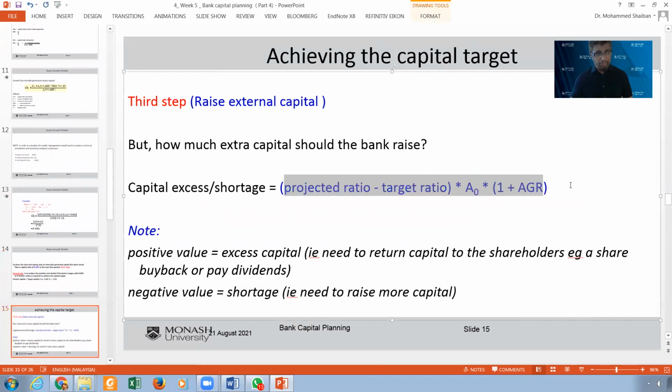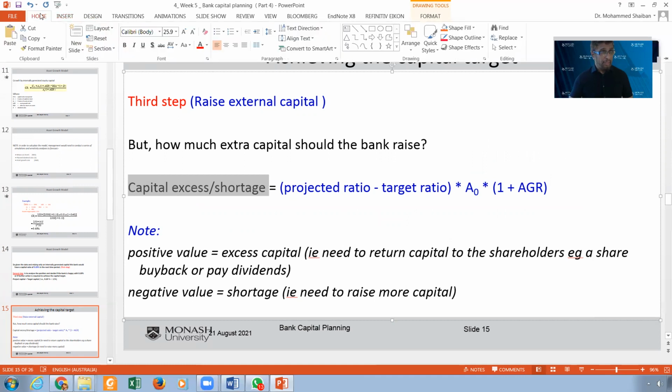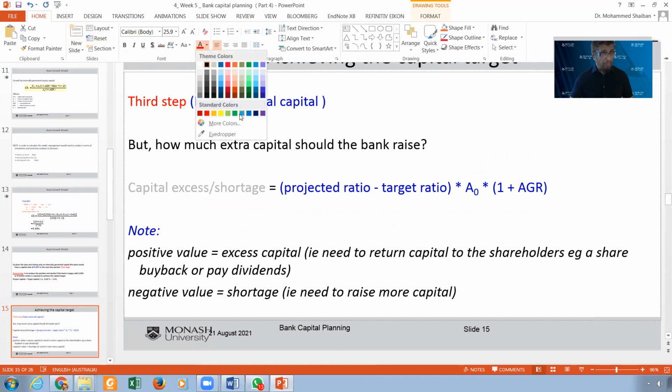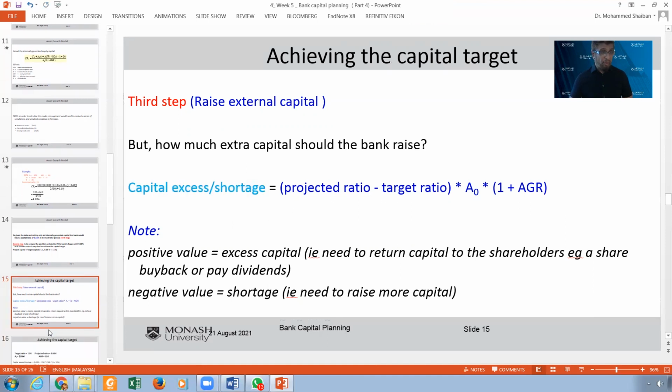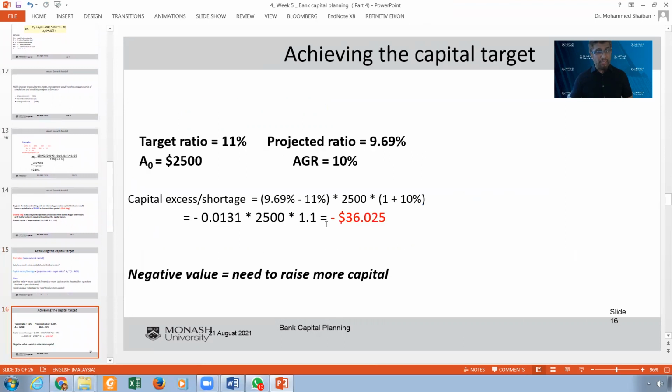And we will use this formula. So we will take the projected, to calculate the capital excess or the shortage of it. And this is very important, to actually go through the projected ratio minus the target ratio times the asset at the beginning of the year times 1 plus the asset growth rate. So if I calculate this one, as you know, if it is a positive value, as we said before, we have to get rid of the extra capital by payback or dividends. If it has a negative value, then I have to get it from somewhere else. Now let's calculate and see. And as we calculate, we can see that we are missing 36.25.